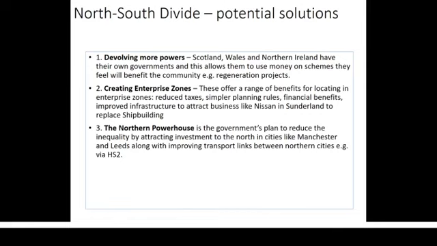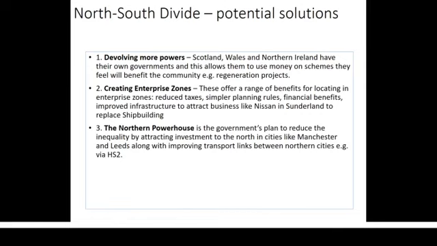The second is by the creating of enterprise zones. Enterprise zones are areas where businesses are encouraged to set up due to things like reduced taxes or less planning rules or lower rents or even being given money to set up in a certain area. This attracts businesses maybe like Nissan to Sunderland when they replace shipbuilding. It's about offering companies an incentive to invest in an area, to provide jobs and keep the economy going after deindustrialization.